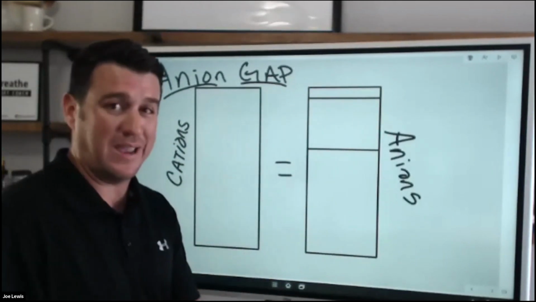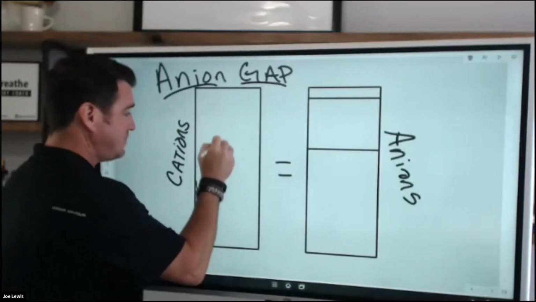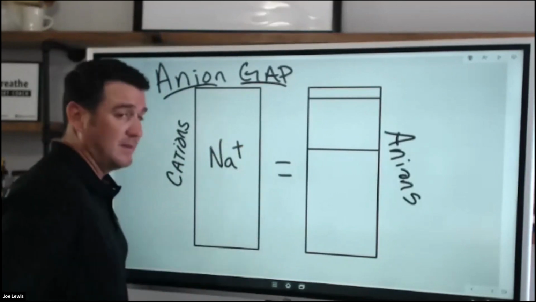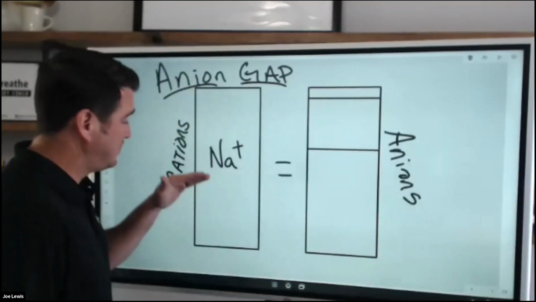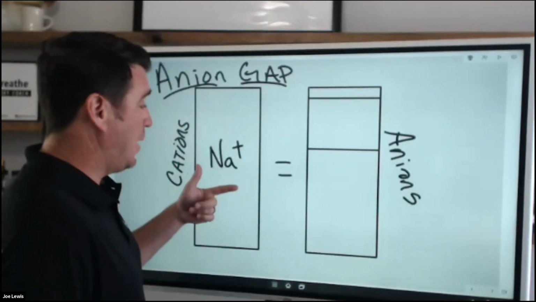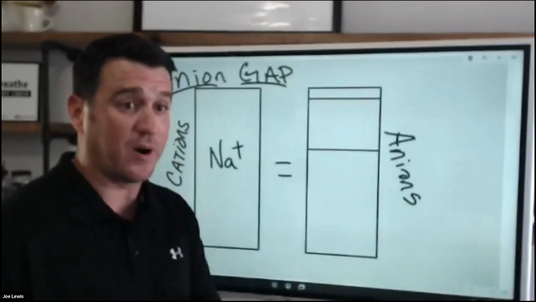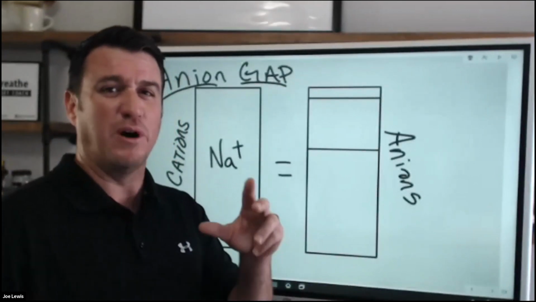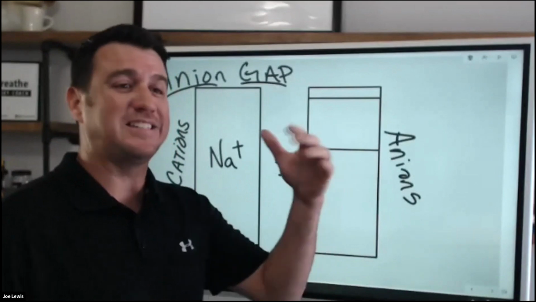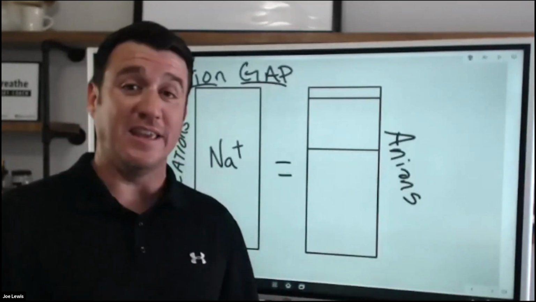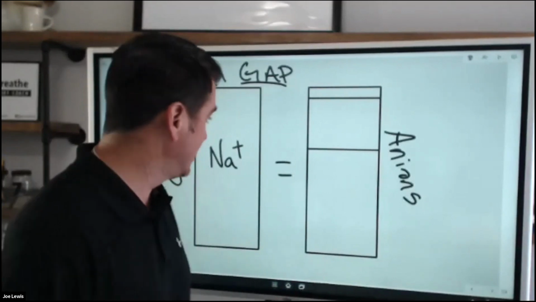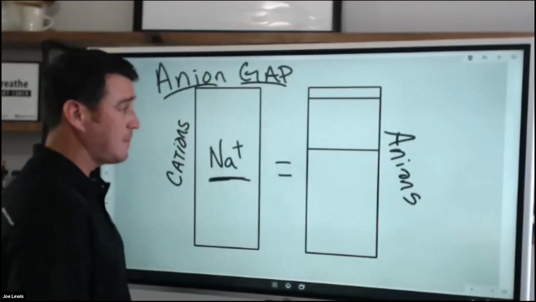Now, when we talk about major cations, sodium is the major player in the game. That's the one that is part of this formula. Potassium used to be a part of this formula and probably still is, but for practicality's sake, it's basically been taken out because it's so small, it doesn't really affect the end value we get. Okay, so we're just going to leave this as sodium.